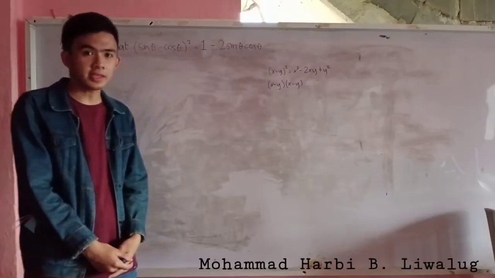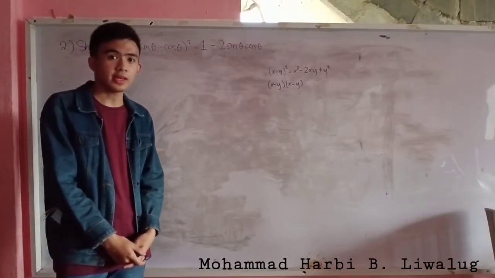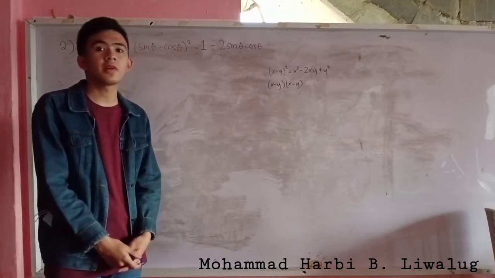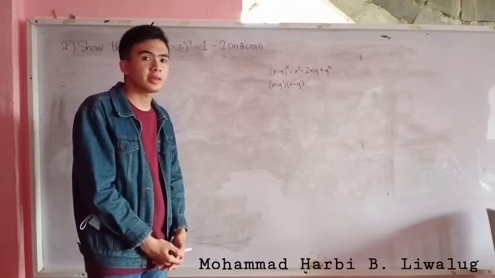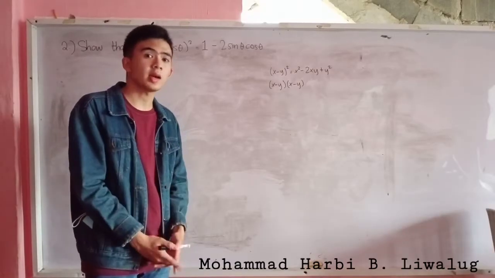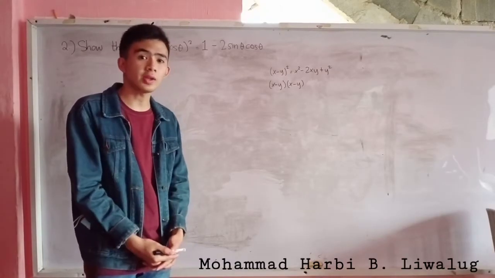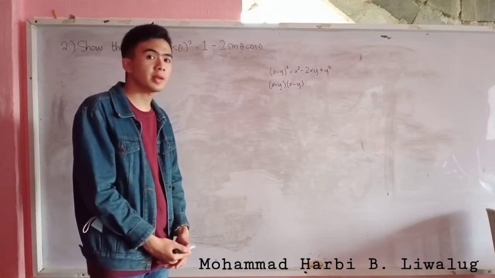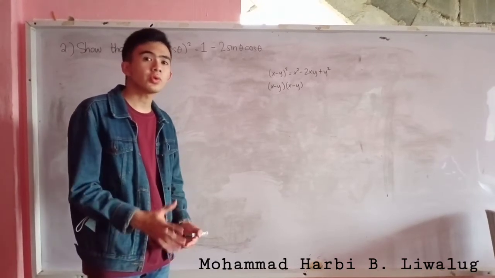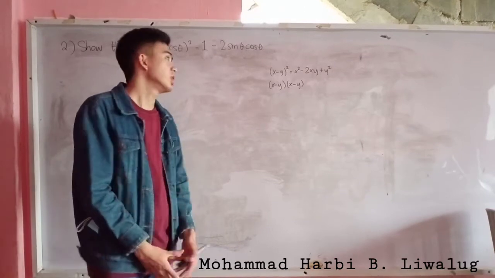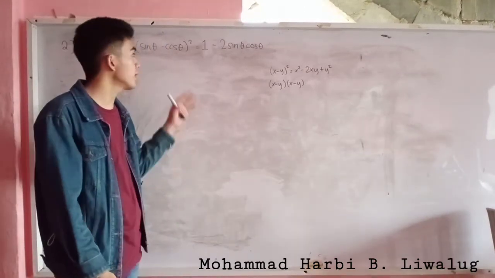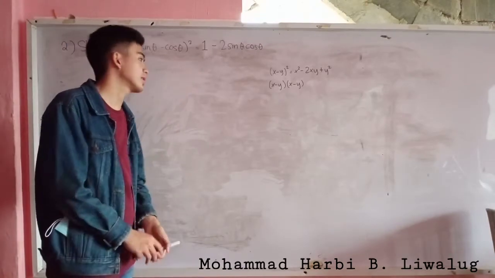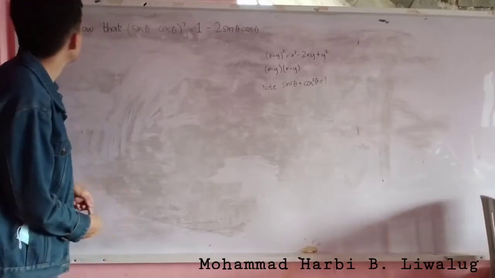An identity is an equation that is true for all values of the variable for which each expression is defined. Ay isa siyang equation kung saan kapag nag-substitute tayo ng value doon sa ginamit nating variable, ay palaging true yung resulta ng ating equation. So dito sa proving identities, ipoprove natin kung true ba or equal yung equation natin. Okay, so let's proceed to the example.